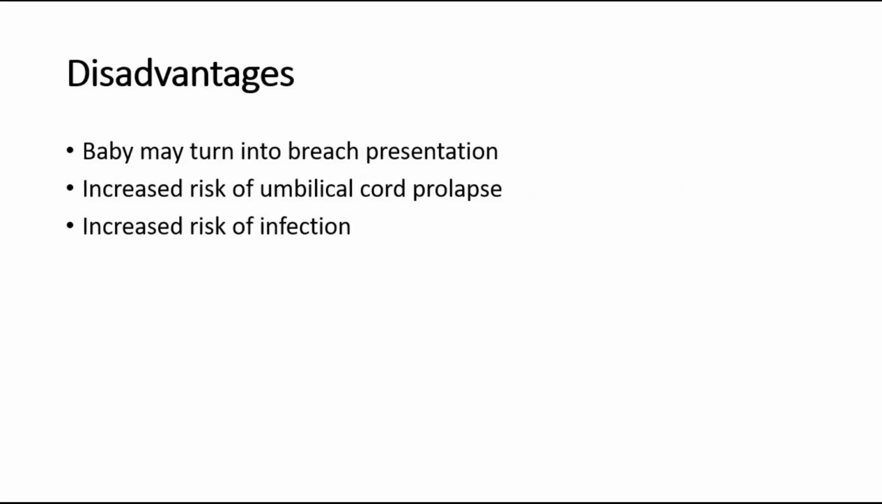Some disadvantages are that the baby may turn into a breech presentation, making the birth more difficult, if the membranes are ruptured prematurely before the engagement of the head. And there is also an increased risk of umbilical cord prolapse and an increased risk of infection, especially if there is a prolonged duration between the rupture of the membrane and the birth of the baby.